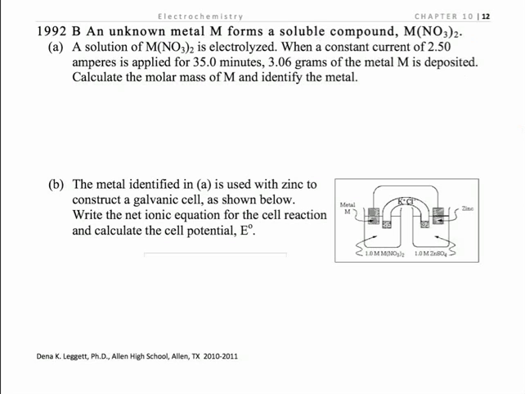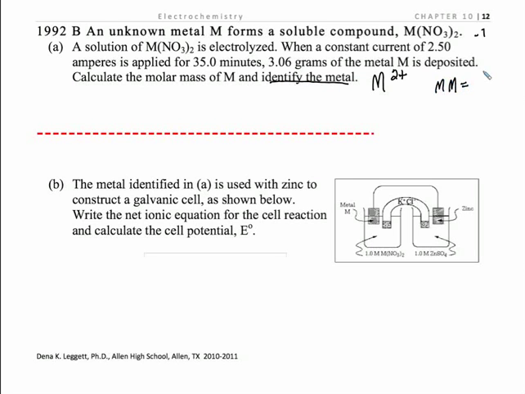I have an unknown metal, M, and it forms a soluble compound, M(NO3)2. So I know that my metal has a charge of 2 plus. How do I know that? Well, nitrate's -1, so that metal must be +2. And again, this is another one of those types of dimensional analysis, stoichiometry. I want to identify the metal.